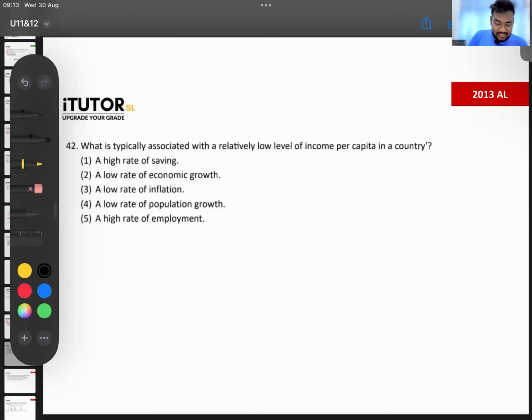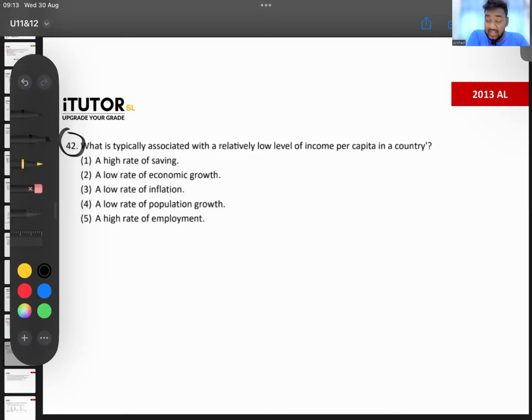We'll start with the 2013 papers. I want you all to give me answers faster. What is typically associated with a relatively low level of income per capita in a country? So along with a low level of income per capita, what can happen?